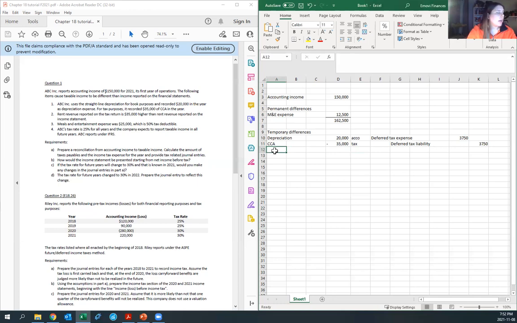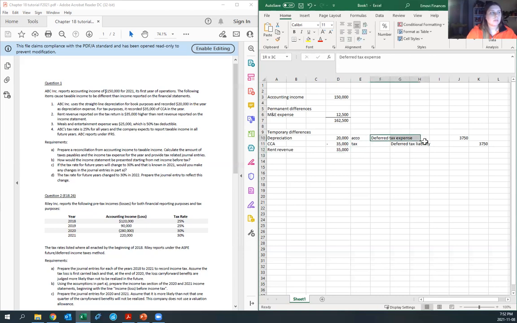For item 2, your rent revenue, it says that the rent revenue reported on the tax return is $35,000 higher than rent revenue reported on the income statement. So here, you're going to want to increase your accounting income by $35,000 to get to your taxable income, because your taxable income has $35,000 more than your accounting income. So you're adding $35,000.